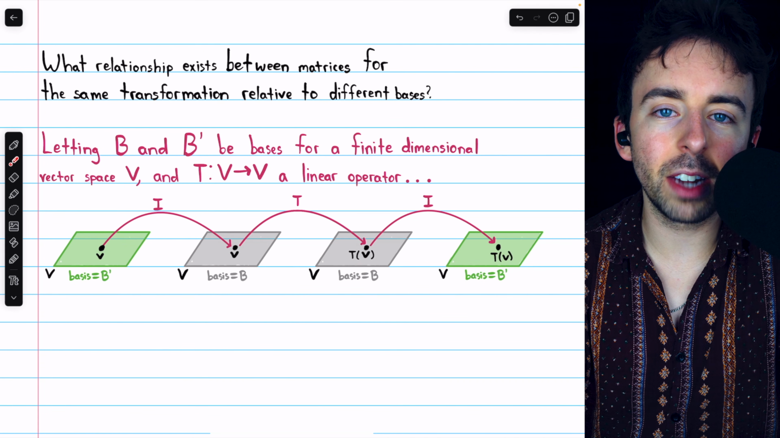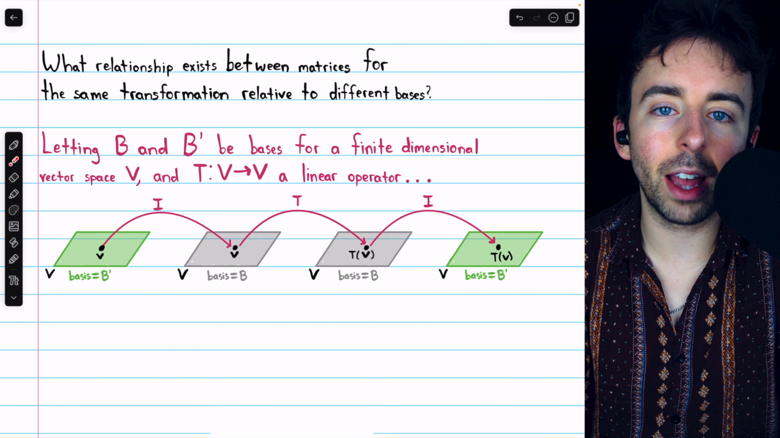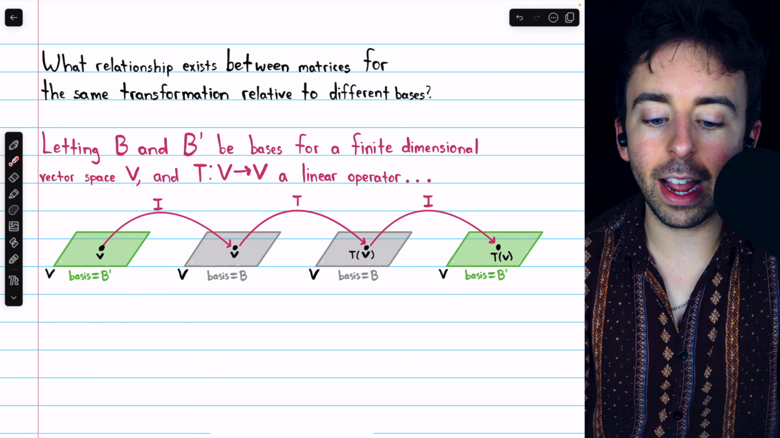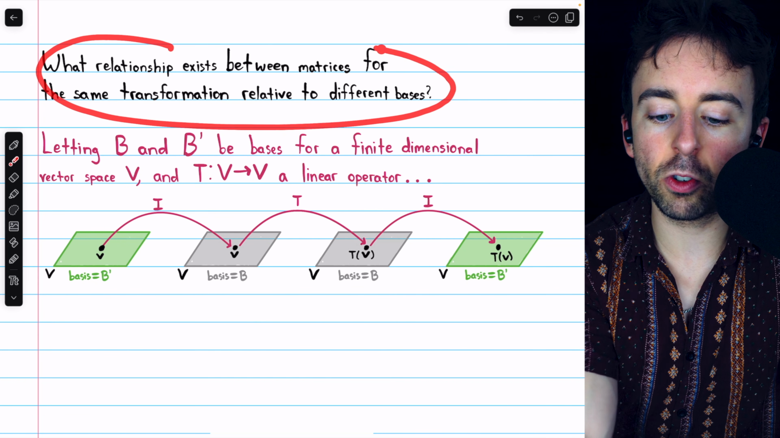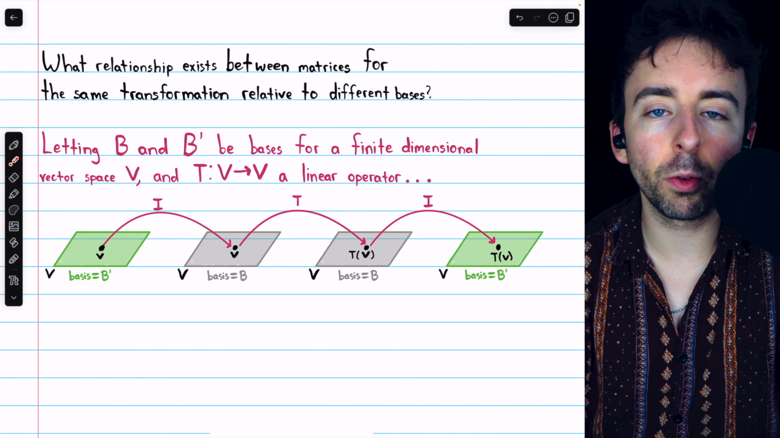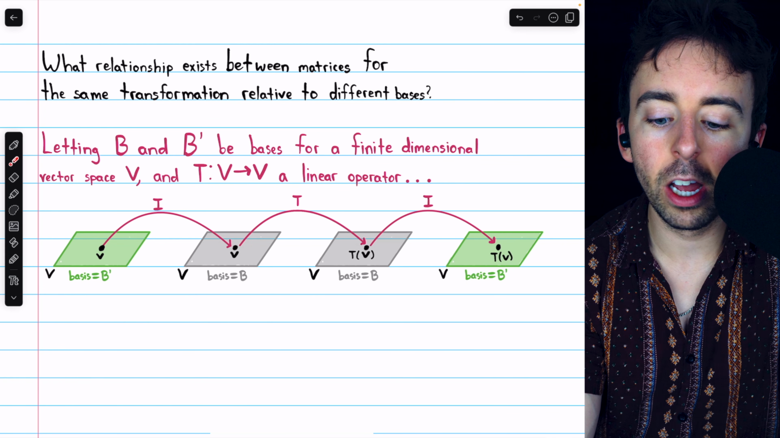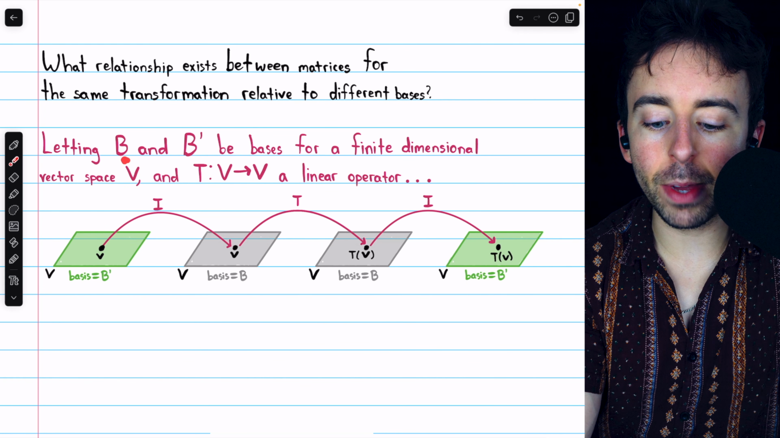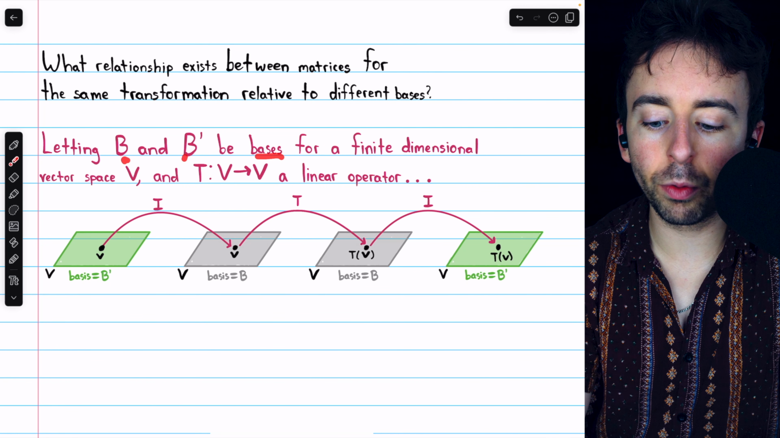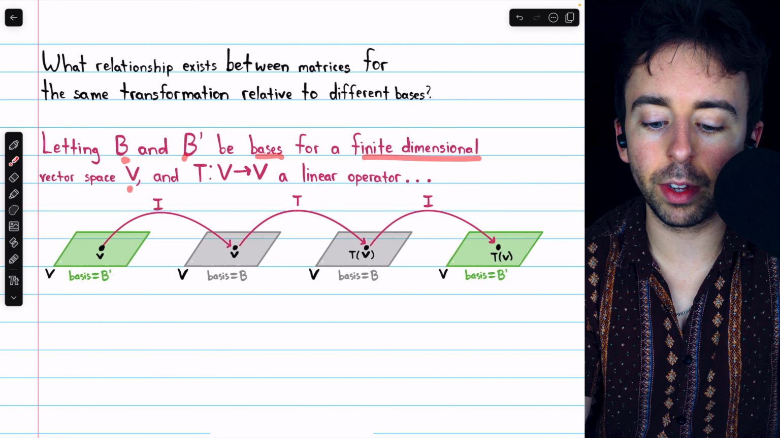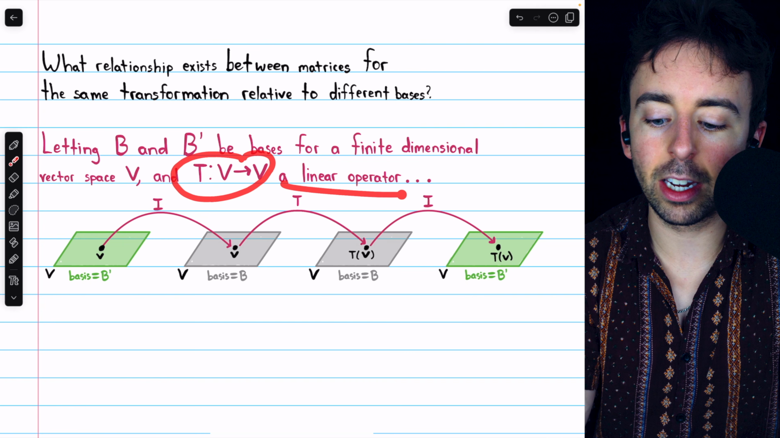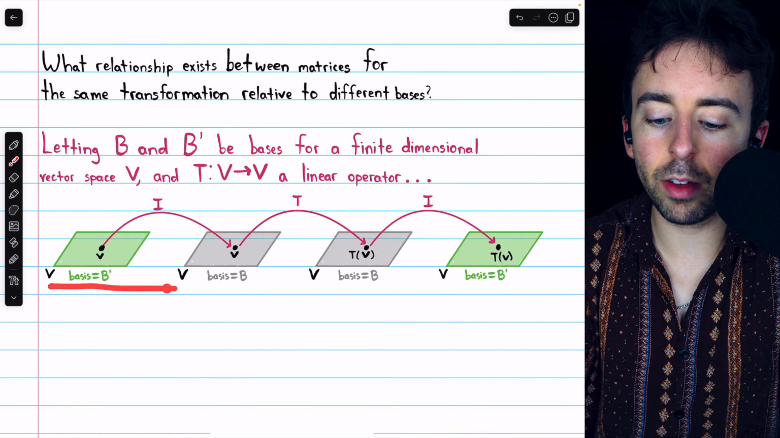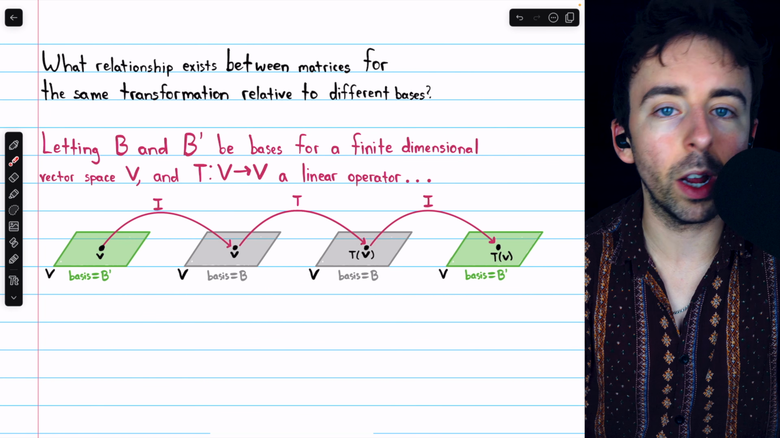Now, having this understanding of identity operators as transition matrices between bases, we're prepared to answer this question of the relationship that exists between matrices for the same transformation relative to different bases. So we're going to let B and B prime be bases for a finite dimensional vector space V, and of course T is a linear operator on this vector space. Then we're going to consider the following composition of transformations.